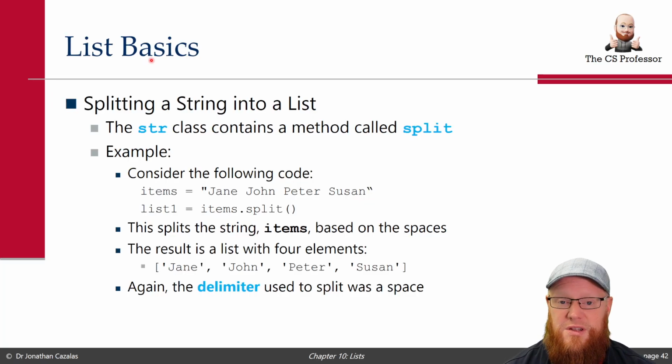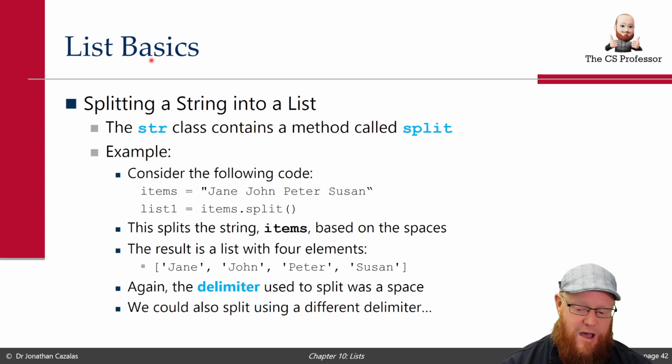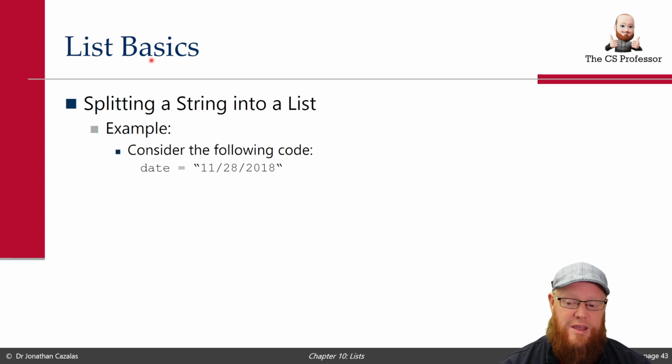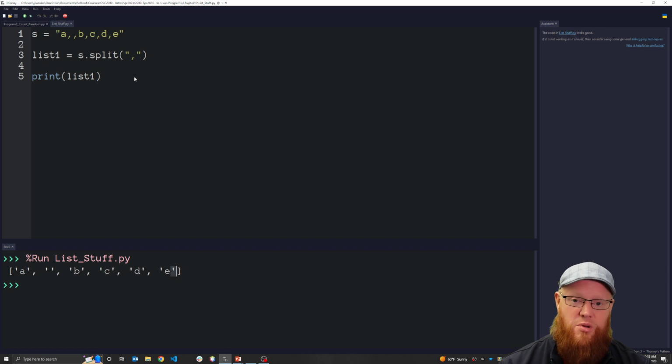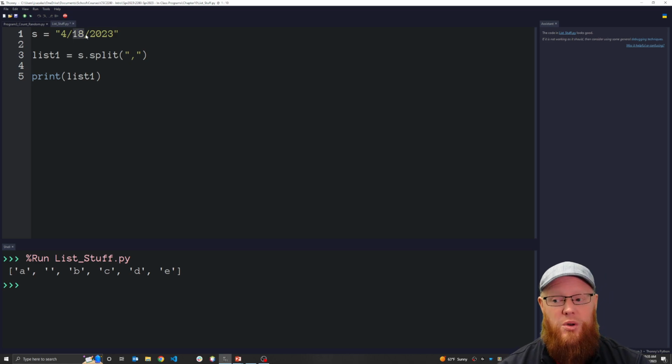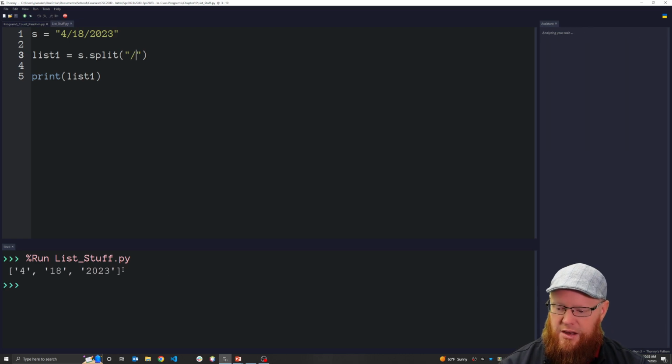So we can use different delimiters, not just a space. I showed you a comma as a delimiter. What if you were given, and here's a practical application, what if you were given a date? The user enters a birth date or some date for some reason, and so we have here a date, and the date is 4/18/2023, today's date. And you want to get the individual components of this date. What could you do? Well, I could say, let's split it based off of a forward slash, and here's the result.